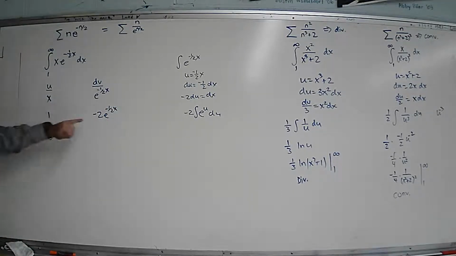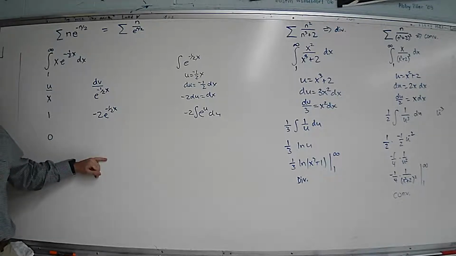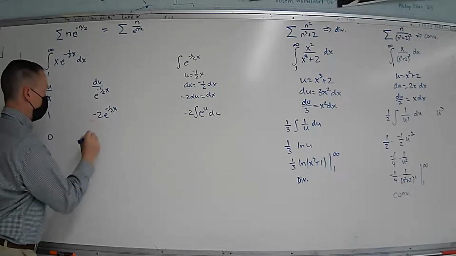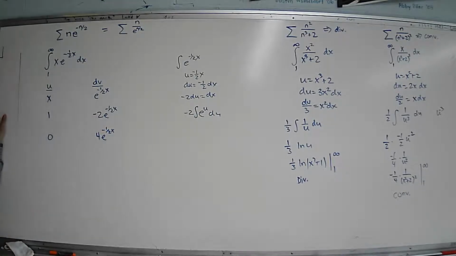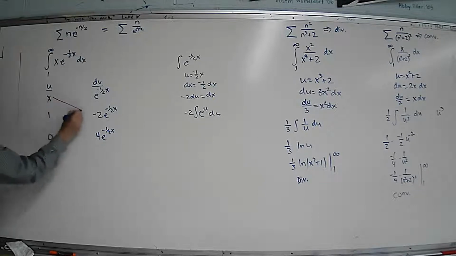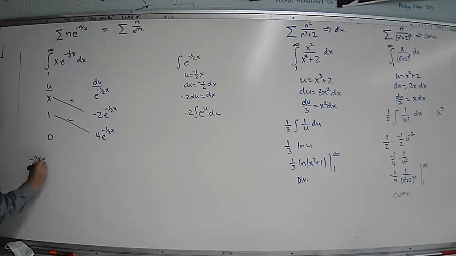And then what's the antiderivative of that? We got to do it again. Positive 4 e to the negative 1/2 x, because it would be another negative 2, which makes positive 4. So now here's my antiderivative. It's negative 2x e to the negative 1/2 x minus 4 e to the negative 1/2 x. Okay? And then I'm going to evaluate that from 1 to infinity.